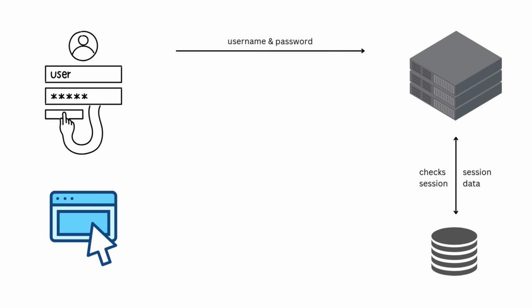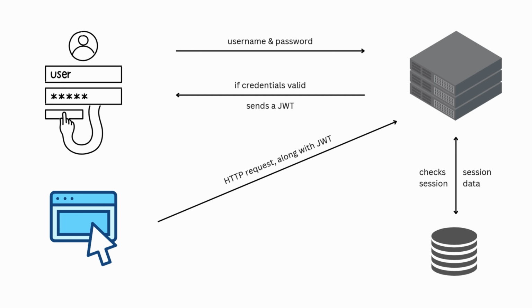Now, when a user logs in with their credentials, that is username and password, the server generates a JWT token and sends it back to the user. This JWT is stored on the client side. Usually it can be in local storage or in a cookie. For every request, the user sends the token in the request headers. The server validates the token without needing a database lookup and processes the request.